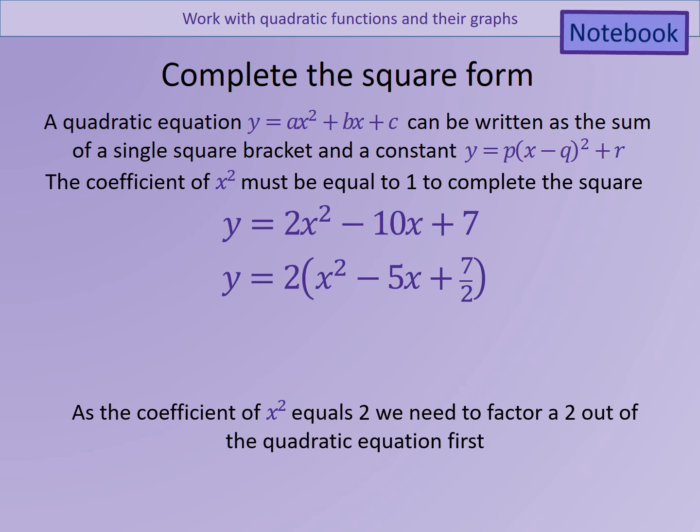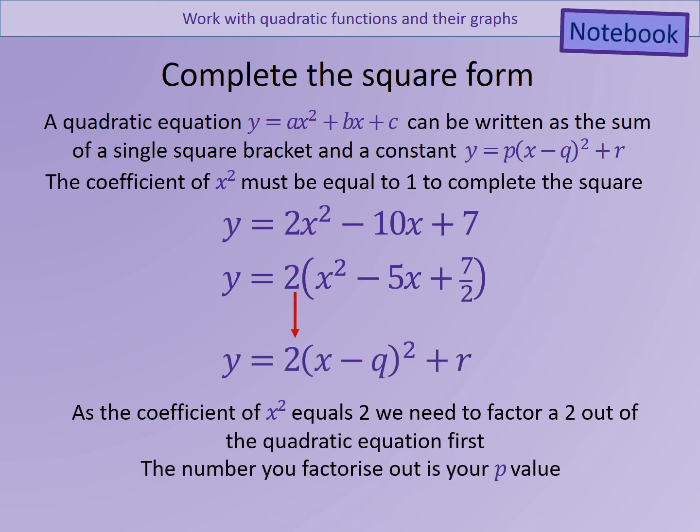So the next step is to then complete the square on the bracket. So x squared minus 5x plus 7 over 2, we need to complete the square on that quadratic. So I'm going to set it up with a general form. You'll notice that there's an extra 2 here that I didn't need in the first example. And my job now is to find the values of q and r.